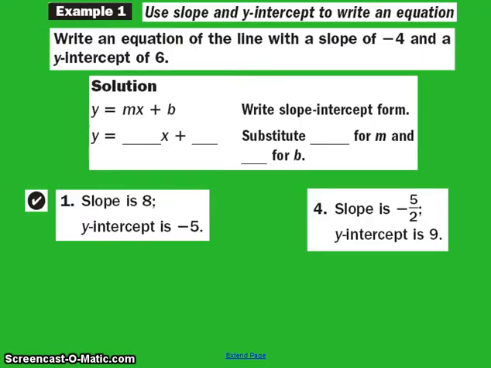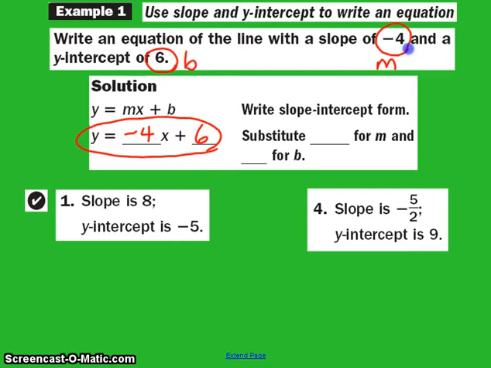In example 1, they want you to write the equation in slope-intercept form. They told you the slope is -4. There's your m. Your y-intercept is 6. There's your b. So we take those values and replace them in slope-intercept form. Y equals -4x plus 6. And that would be our answer.